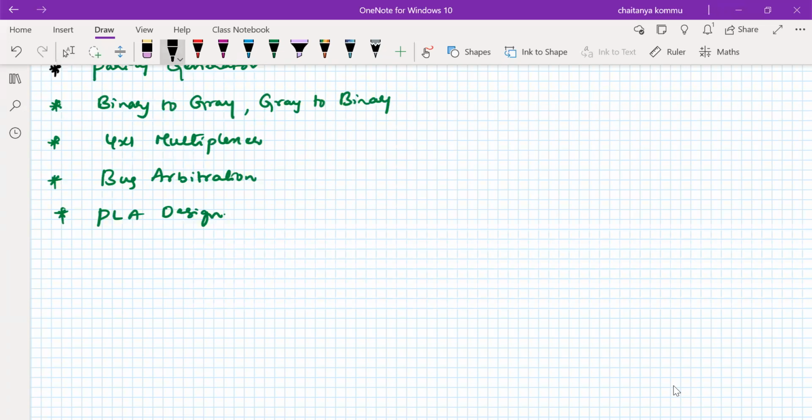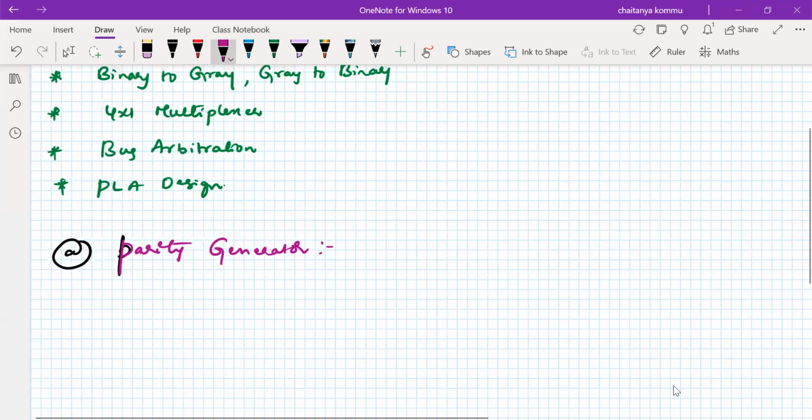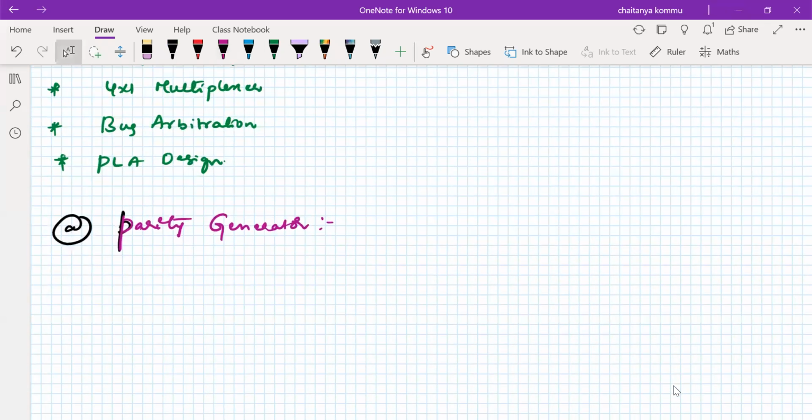First one is parity generator. So what do you mean by this one? If for any input data that you give, it finds that the number of ones in the given number is even, then the logic output will be 1. If an odd number of ones are there, then the circuit will produce 0 as the output.